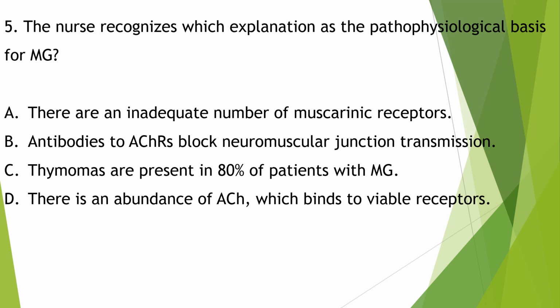In myasthenia gravis, circulating anti-acetylcholine receptor antibodies bind with the acetylcholine receptors, resulting in complement-mediated destruction of the receptor sites. The postsynaptic membranes lose their force and acetylcholine binding is blocked. So here, antibodies to acetylcholine receptors block the neuromuscular junction transmission in myasthenia gravis.